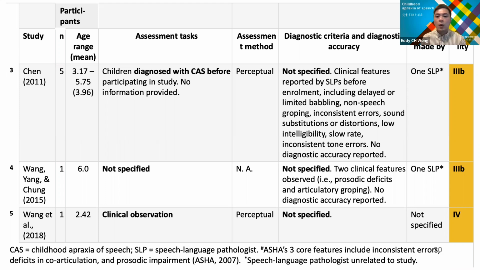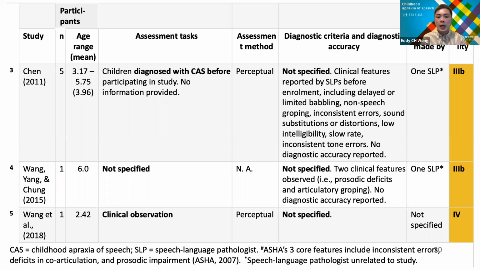The fourth study was done by Wang et al. 2015. It is a case report of a treatment method for a Mandarin-speaking child with CAS. The diagnosis was made by 1 SLP, but no information on the assessment task or diagnostic criteria was reported. However, the author reports that the child has 2 clinical features. They are prosodic deficits and articulatory groping.